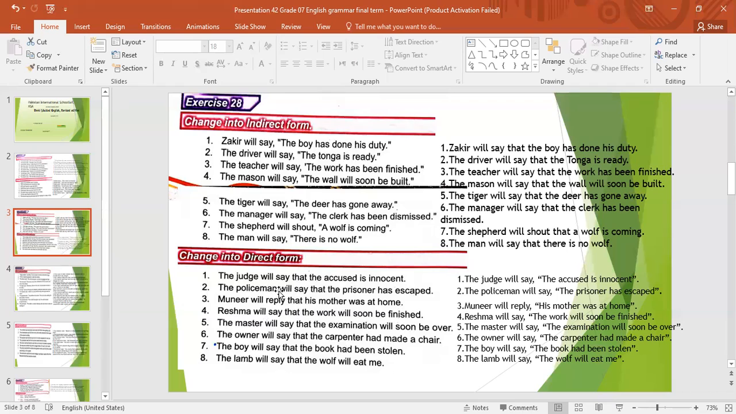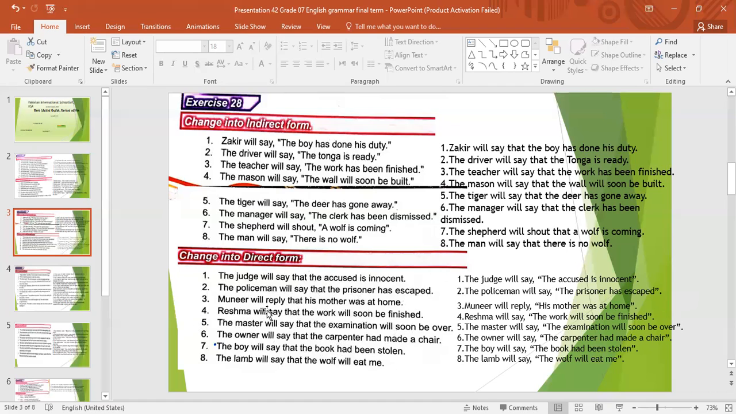Number two, the policeman will say that the prisoner has escaped. Here, the direct speech is: The policeman will say, comma, then inverted commas, the prisoner has escaped, inverted commas and full stop. Just taking that from the sentence and putting inverted commas, not changing any tense or anything else, so it will become direct speech.